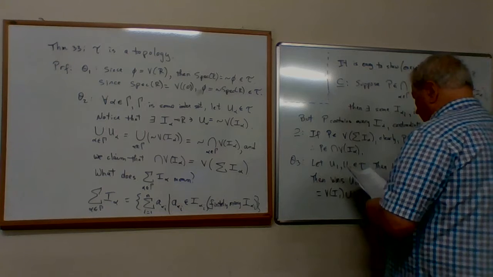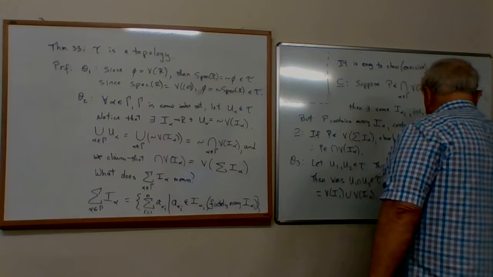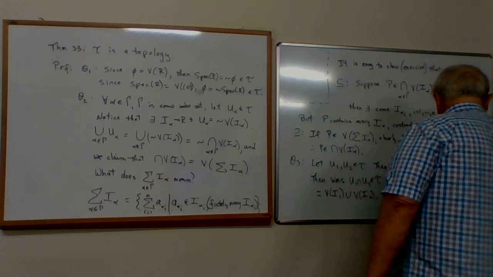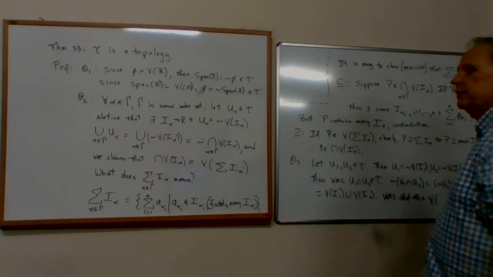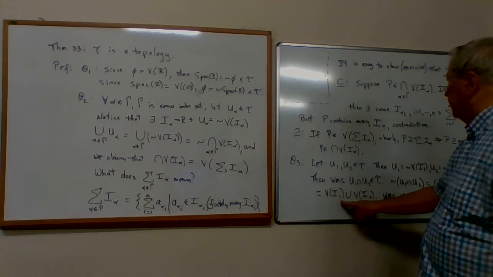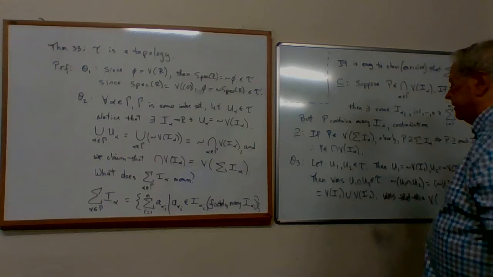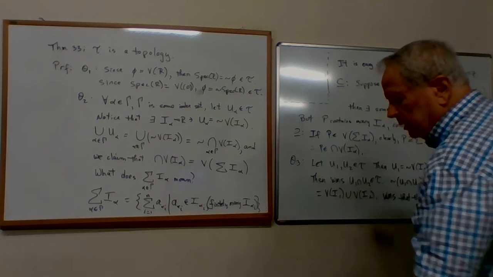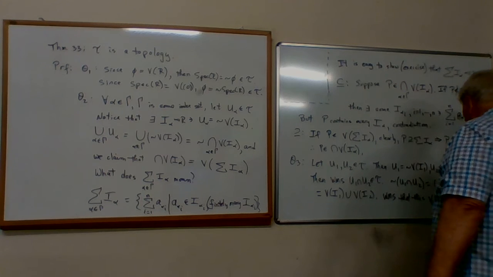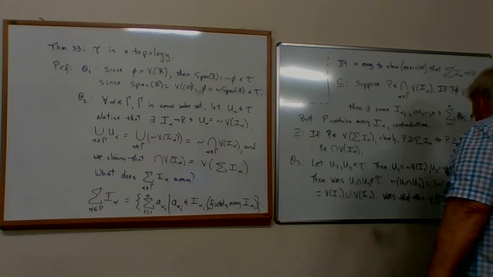Okay. We must show that this union is V of something. Well, what might it be V of? If I'm gluing these two things together, then I need to shrink the ideal. So one way to shrink it would be to take the product of the two ideals.